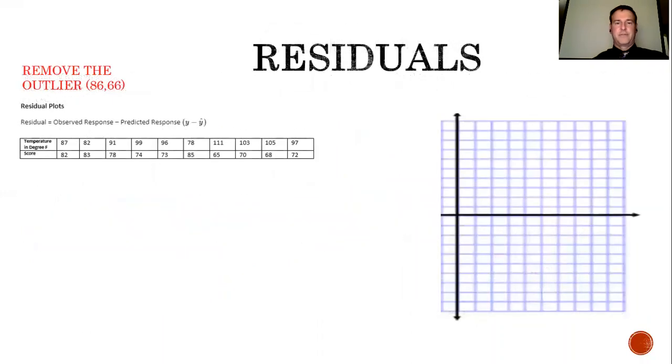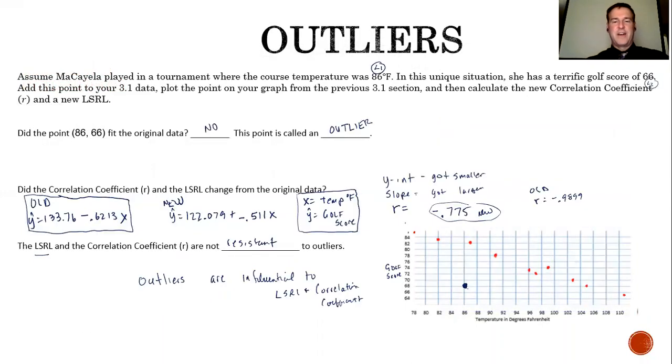Okay, there you go. Let me go back just to make sure you got that. Remember what resistant means. It means it's uninfluenced by. And so what we say is that outliers are influential to both. The least squares regression line changed in both parts, both the y-intercept and your slope, and of course it did change your R. It made it a value closer to 0.